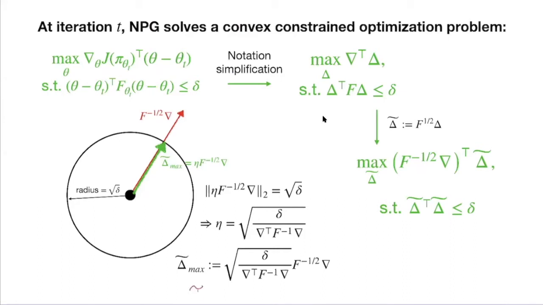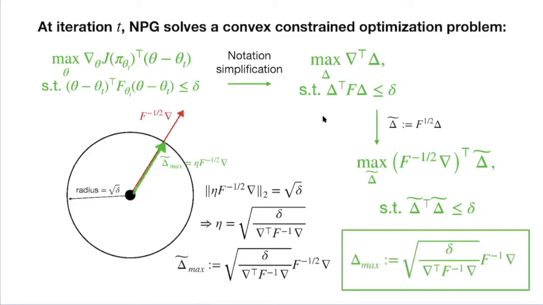Remember, tilde delta is defined as f^{1/2} of delta, which means delta equals f^{-1/2} of tilde delta. If you just do that, this gives us the closed form solution for the change that we want to make on the parameter theta. So this is the familiar NPG update.